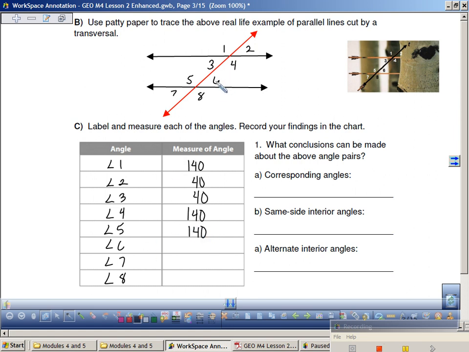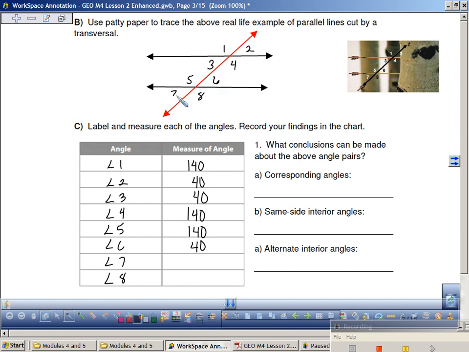Got angle 6. What do you want to compare angle 6 to? Angle 2? Okay. I could also compare it to angle 3. If I'm talking about 3 and 6, what are those? They're on the inside, so they're interior. Are they same side interior or alternate interior? They're alternate interior. So if I know 3, I know 6. 40.